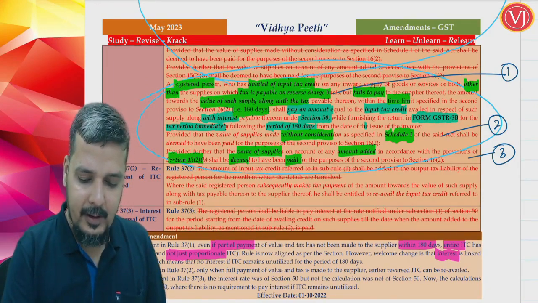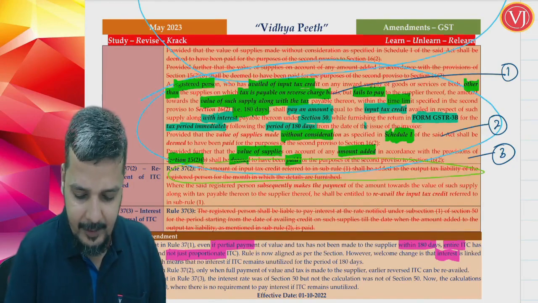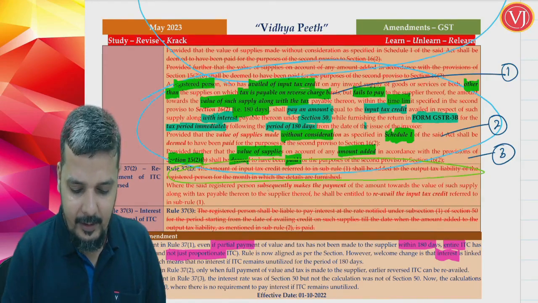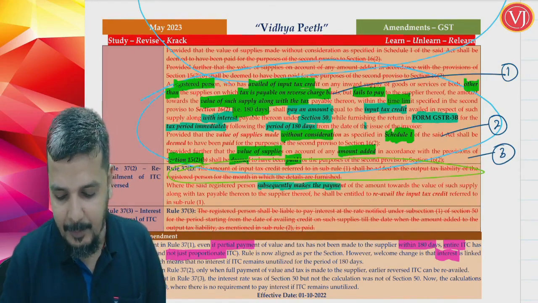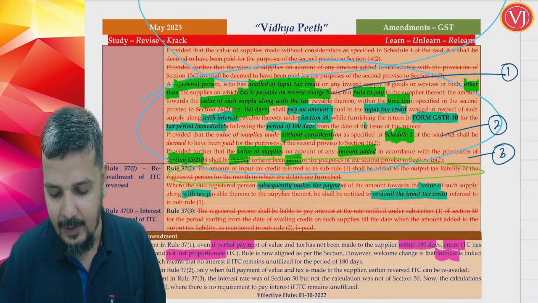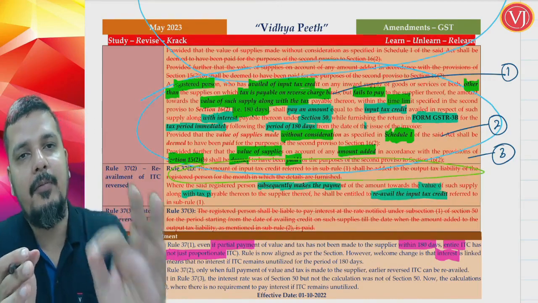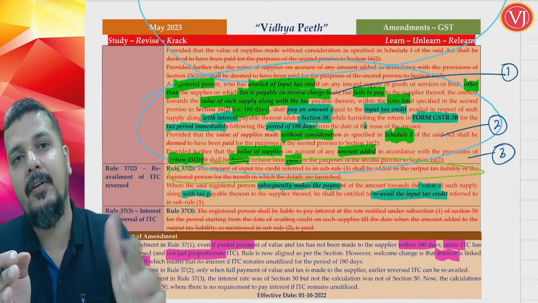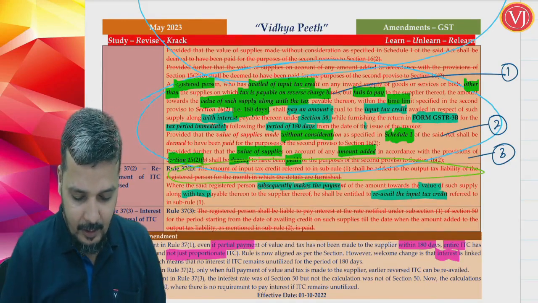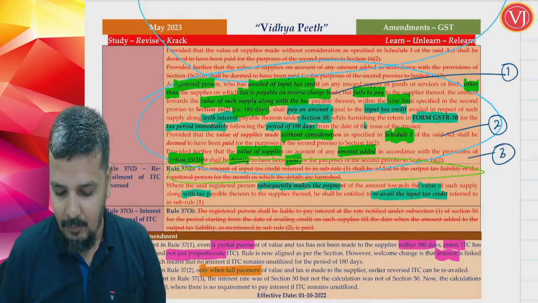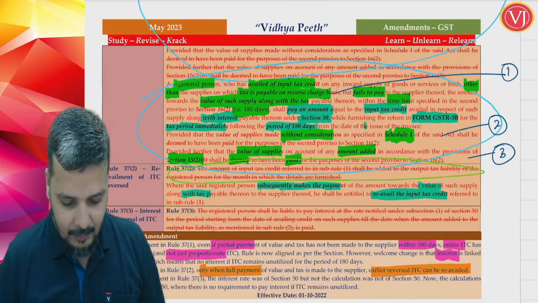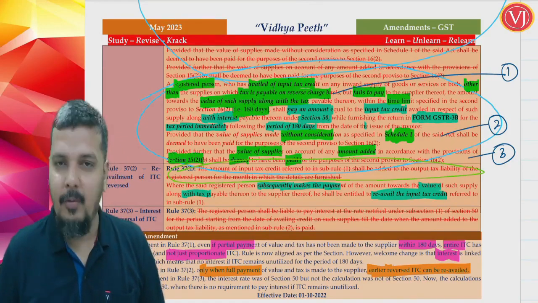Now rule 37 sub rule 2 is also being replaced. What is it trying to tell? It is saying that only and only when that registered person subsequently makes the payment of the value and the tax, full value and the tax, he shall be entitled to re-avail the entire input tax credit. So what are they trying to tell? Even if a small payment is not made within 180 days, you first have to fully reverse the entire ITC with interest. And only when you make the full payment, whatever ITC was reversed earlier, you will be re-availing, and forget about interest. Interest paid in between was a cost.